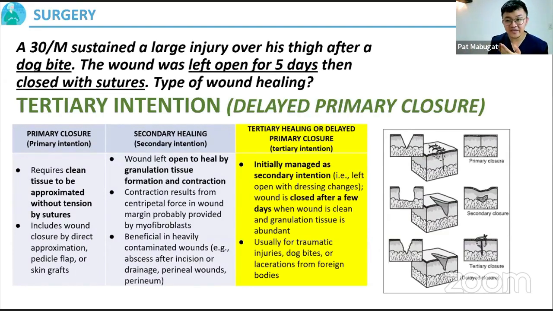But if you have severely contaminated wounds, such as those occurring from dog bites or from traumatic injuries or laceration with foreign bodies, you do tertiary healing. What's tertiary healing? Tertiary healing is actually a combination of 1 plus 2. That's 3, right? Combination of primary and secondary. So what is tertiary healing? You let it open, let it heal by itself, you let it granulate, and until such time you can see it's already clean, granulation tissue is already healthy, you try to close it up. So that's tertiary healing or delayed primary closure.